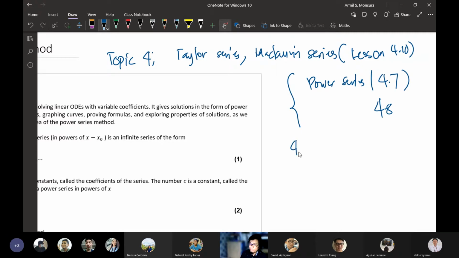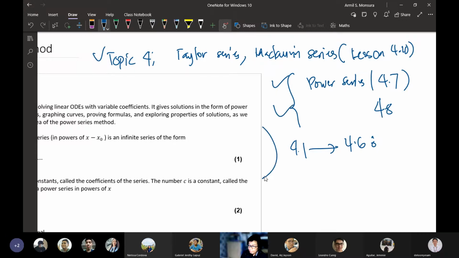Yung lessons from 4.1 up to 4.6, these are foundational topics kasi. Okay, these are topics that you need to learn to understand this naman. Okay? Pero once you were able to understand these things, okay?